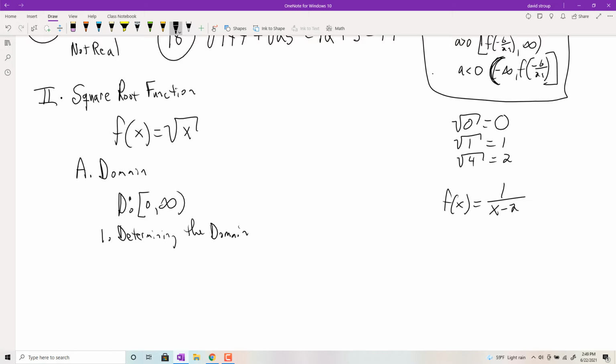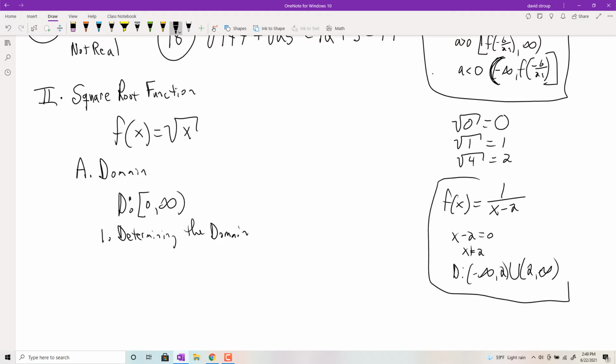What you do when you're working with rational equations, you always take the denominator and set it equal to 0 and then solve. And basically the domain for something like that would be everything except 2. So the domain would go from negative infinity all the way up to 2, and then there would be a hole kind of in the domain, so you'd put this union symbol, and then from 2 to infinity. Okay. That would be for a rational function. So all you have to do is set it equal to 0. For here, you use inequalities.